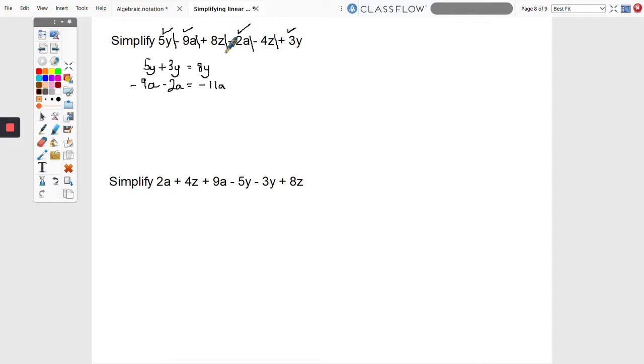And then finally I have some z's, so I have 8z, and then I have a negative 4z, so I'm going to have minus 4z. And by doing that and then ticking each term as you go, you can make sure that you've taken account of everything and that you don't miss anything out. So I've got 8z minus 4z, and that will give me 4z. So that expression will be equal to 8y minus 11a plus 4z.